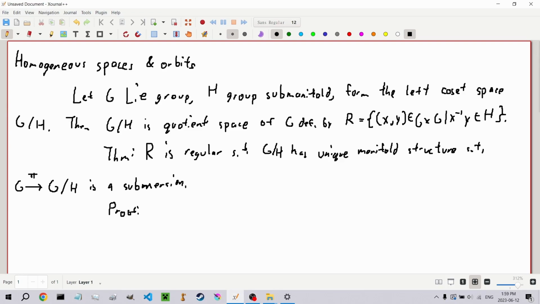So if you recall from our definition of what makes an equivalence relation regular, giving us all those consequences, we need, first off, R to be a submanifold of G times G. And we want our second projection from R to G to be a submersion.